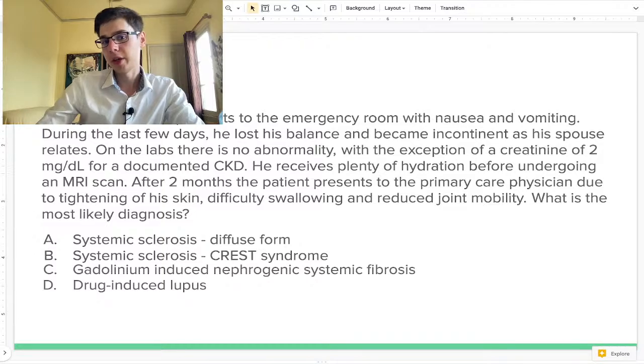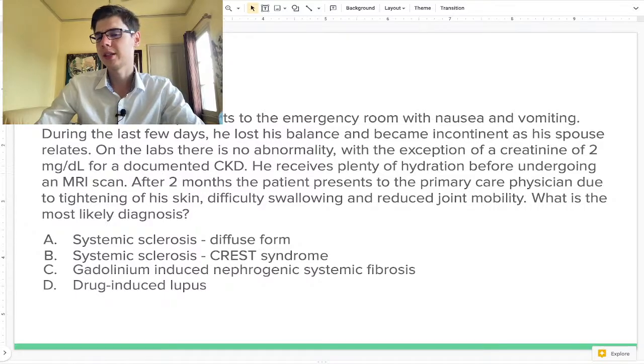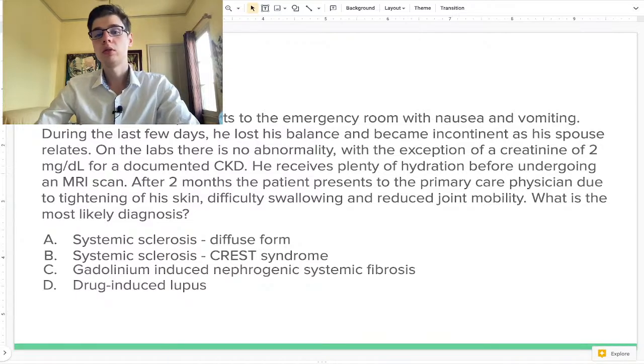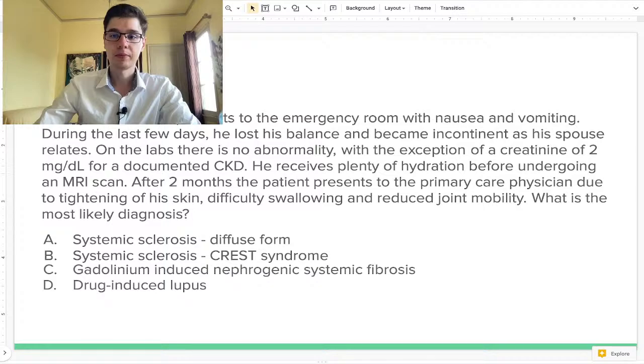After 2 months, the patient presents to the primary care physician due to tightening of his skin, difficulty swallowing, and reduced joint mobility. What is the most likely diagnosis? A. Systemic sclerosis diffuse form. B. Systemic sclerosis CREST syndrome. C. Gadolinium-induced nephrogenic systemic fibrosis. Or D. Drug-induced lupus. Let me know your answer in the chat box.